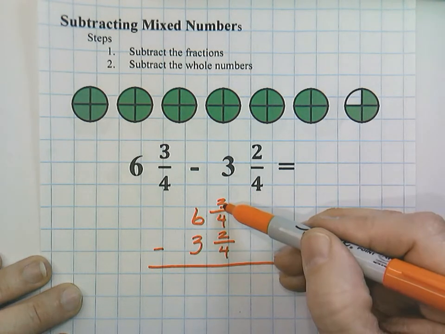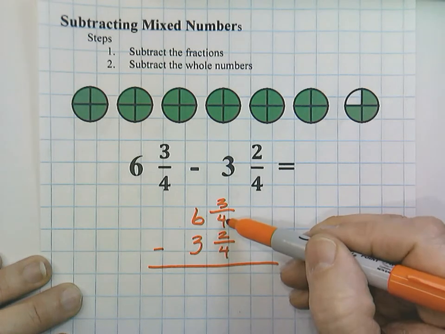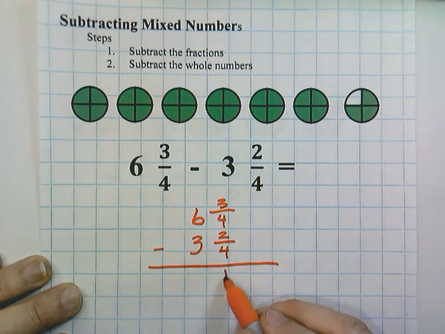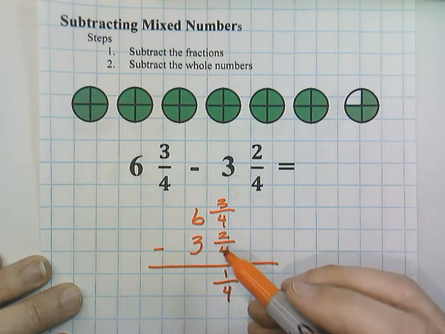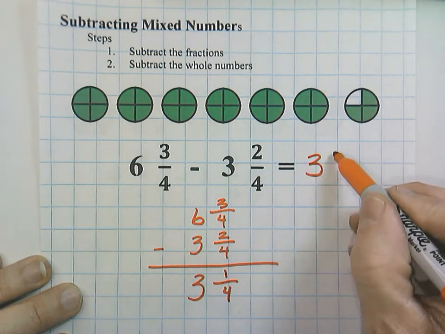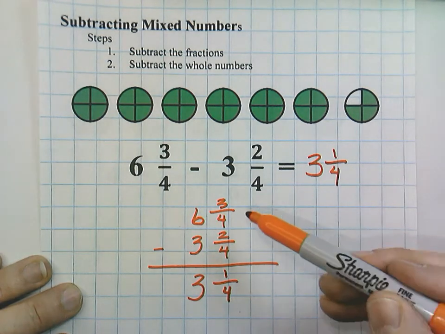Start with our fractions. 3/4 take away 2/4. Remember, our fourths on the bottom, the denominator stays the same, but 3 take away 2 is 1 for 1/4, and 6 minus 3 would be 3. So our answer would be 3 and 1/4. We could show this with our models.